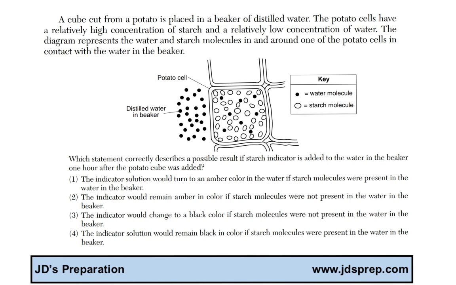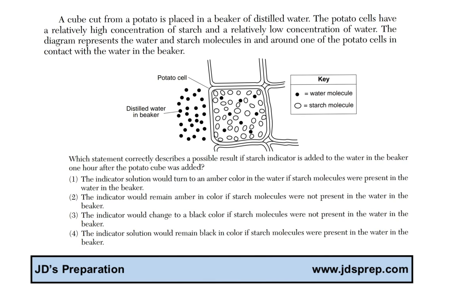The problem reads, a cube cut from a potato is placed in a beaker of distilled water. The potato cells have a relatively high concentration of starch and a relatively low concentration of water. The diagram represents the water and starch molecules in and around one of the potato cells in contact with the water in the beaker.